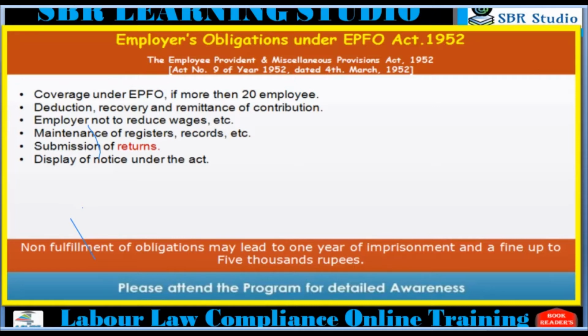So that's why you need to comply with all the regulations of the Employee Provident Fund and Miscellaneous Provisions Act 1952. The obligations are not so big. One, you are required to register your organization when there are 10 or more employees. Further, you need to deduct the contribution from their wages as per the prescribed norm, that is the 15,000 rupees ceiling. Then you have to recover that amount and remit it to the Employee Provident Fund Organization.